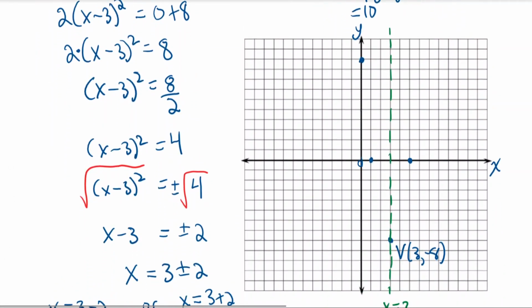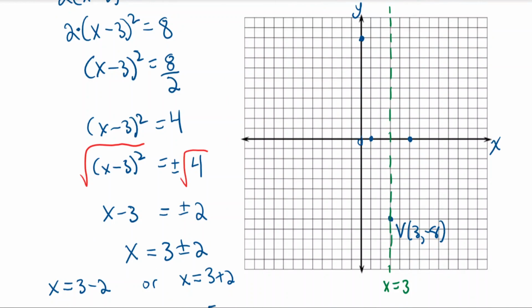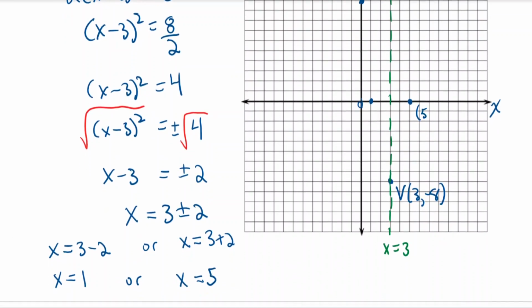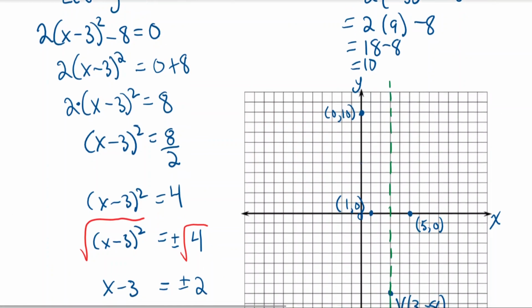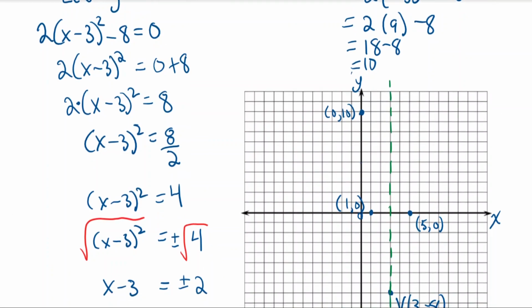We're good. We've also got our x-intercepts labeled. Let's label those. What were those? 5, 0 here, and we've got this other one here. We've got 1, 0 right here. We also have our y-intercept we just found, which is at 0, 10. And here we are. We've got the graph.